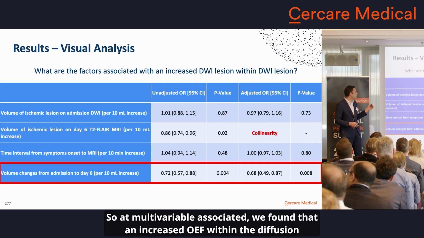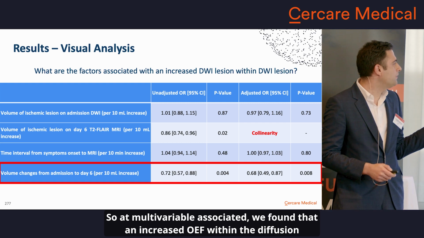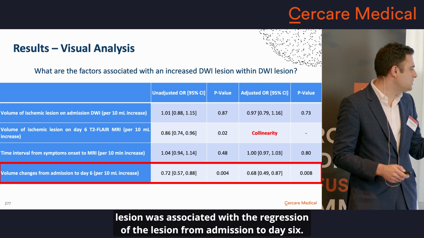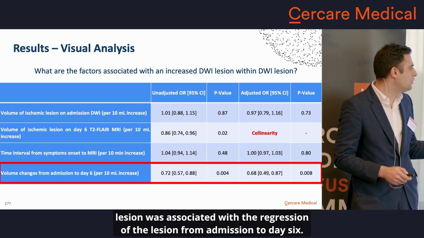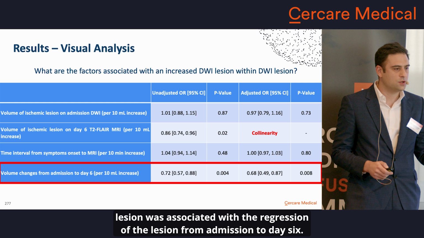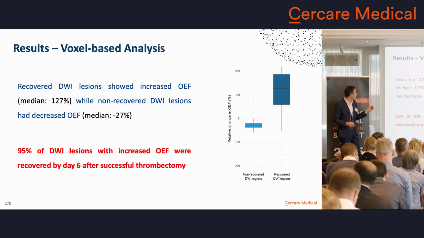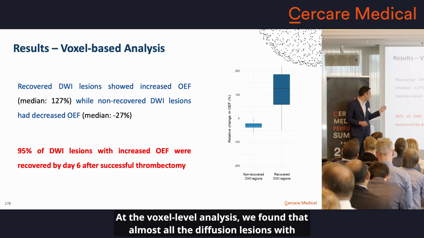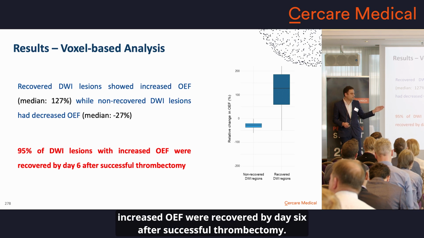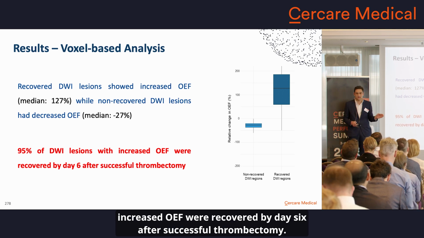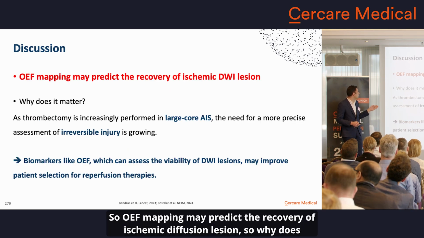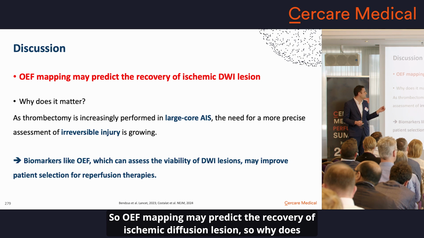At multivariable analysis, we found that an increase of OEF within the diffusion lesion was associated with the regression of the lesion from admission to day 6. At the voxel level analysis, we found that almost all the diffusion lesions with increased OEF were recovered by day 6 after successful thrombectomy. So OEF mapping may predict the recovery of ischemic diffusion lesions.